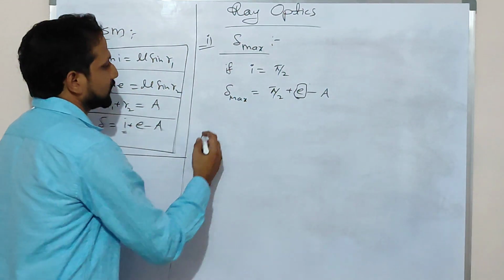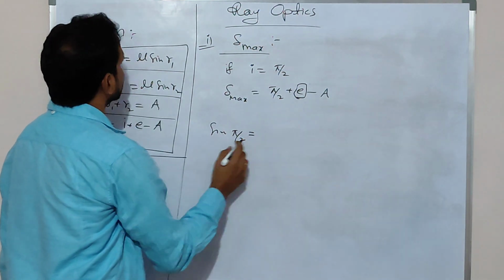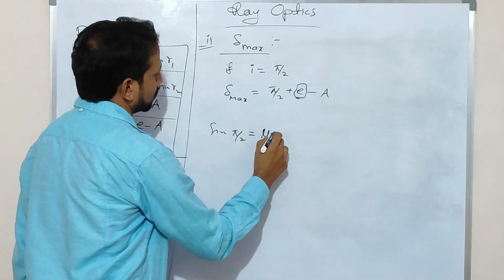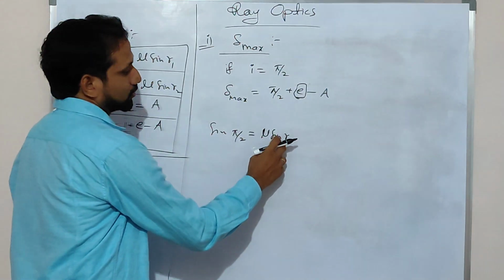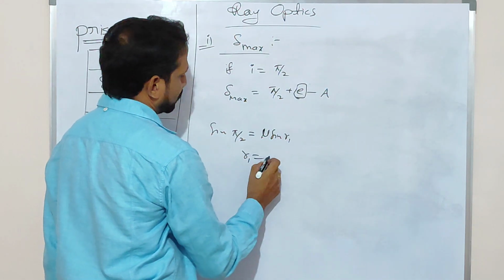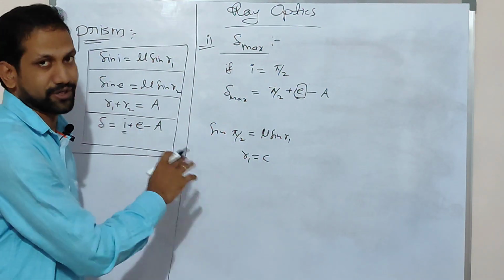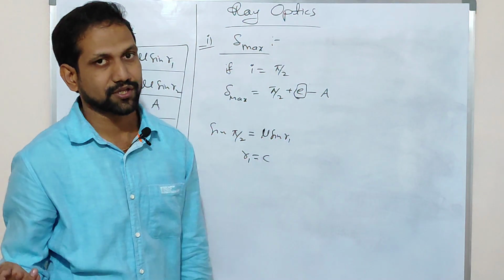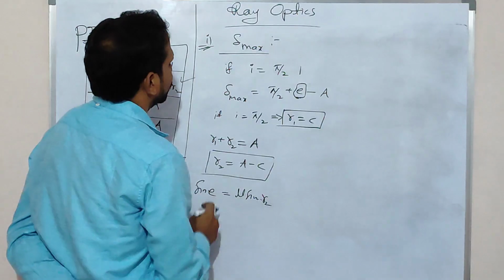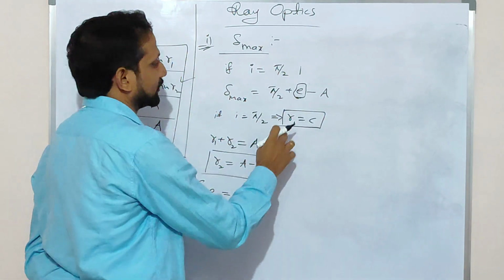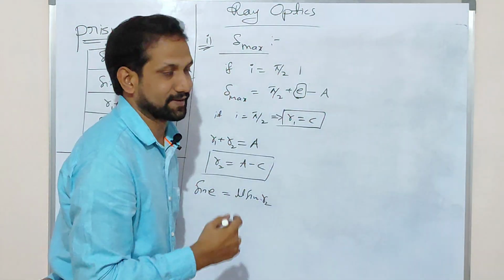Okay, for that I am going to write the first equation, this one. Sin 90 equals mu sin R1, but if the angle of incidence is 90 degrees, then the corresponding R1 is going to be C. What is C here? Critical angle for the given medium. Regarding the critical angle we will be discussing in total internal reflection. For that another video I have already created, I will post it. So the corresponding refracting angle is going to be the critical angle.